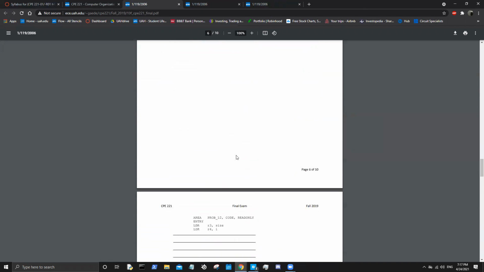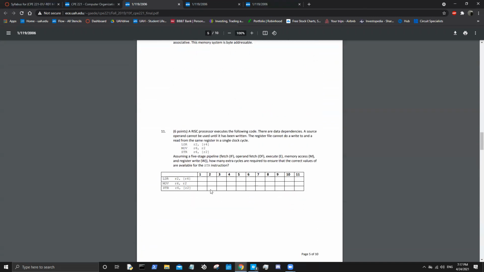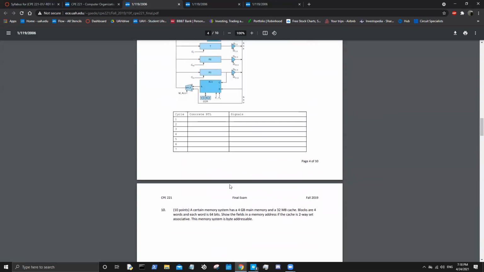So we're going to go up here and see if there's anything that's a good review for the other stuff. This is pipelining. Is there forwarding here? The register file cannot do a write. There are data dependencies. Do we have forwarding? The register file, a source operand cannot be used, so this has no forwarding as well. Unfortunate.